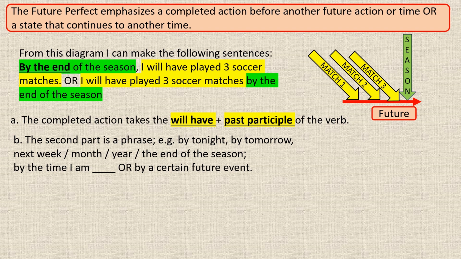The second part is a phrase, for example: by tonight, by tomorrow, by next week, by next month, by next year, by the end of the season, by the time I am 10, 20, 30, 40, 50, 60, 100, or by a certain future event, Christmas, New Year, whatever.